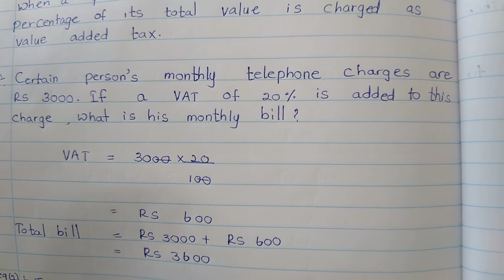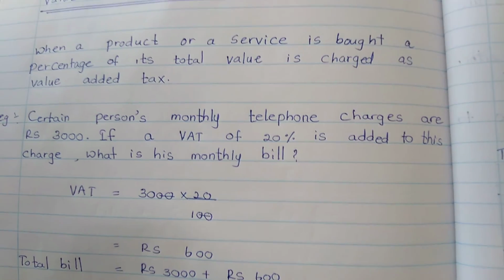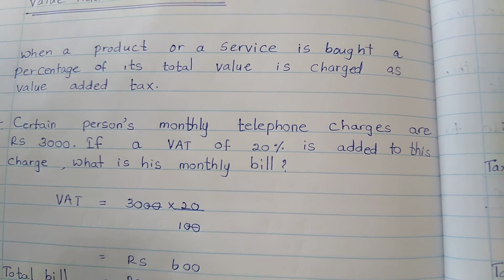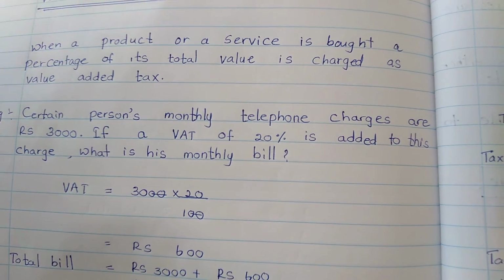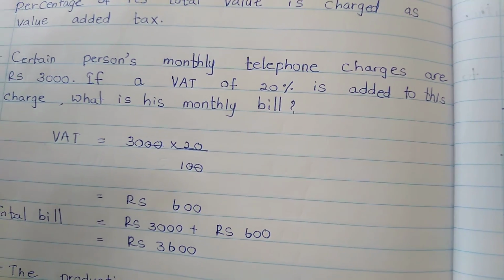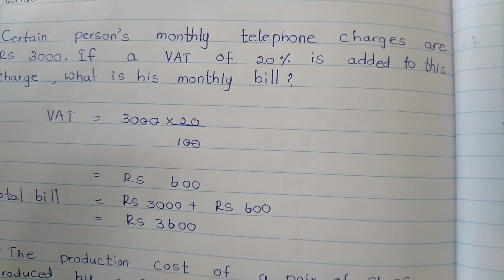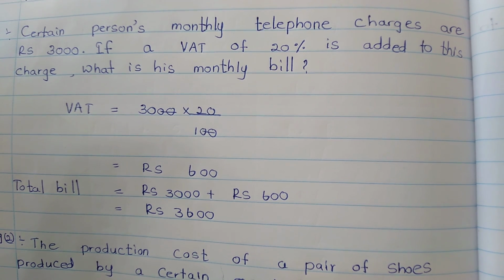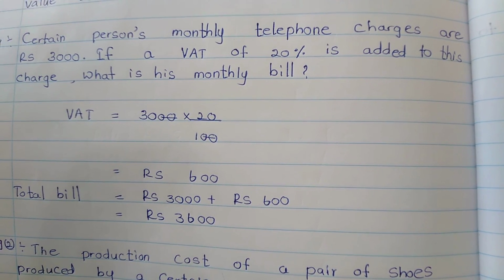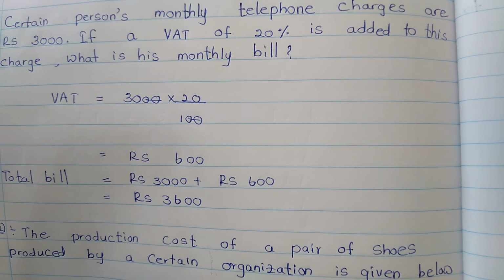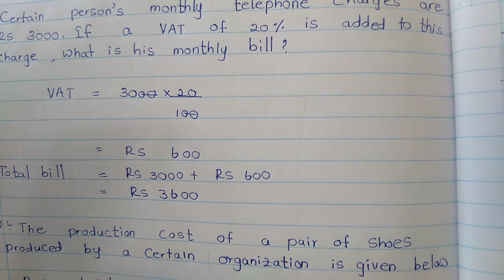The bill is 3,000. 20% is added as value added tax. As a VAT we have to pay 20%. Then 3,000 into 20 over 100. Then the VAT amount is 600 rupees. Total bill equals 3,000 plus 600. Then the final answer is his bill is 3,600 rupees.